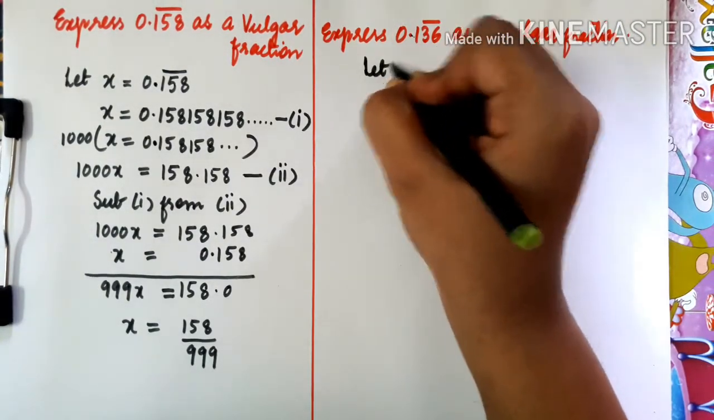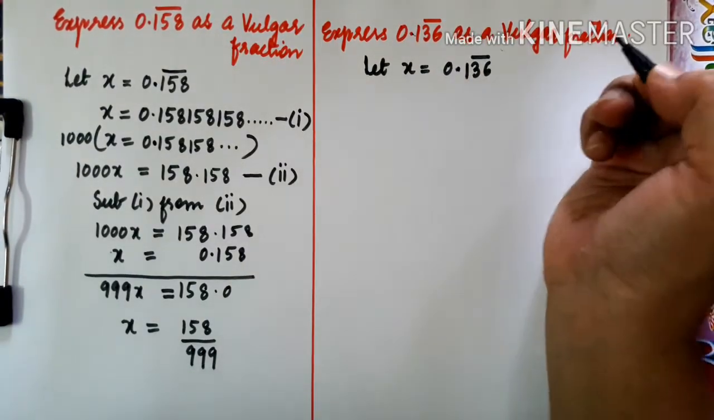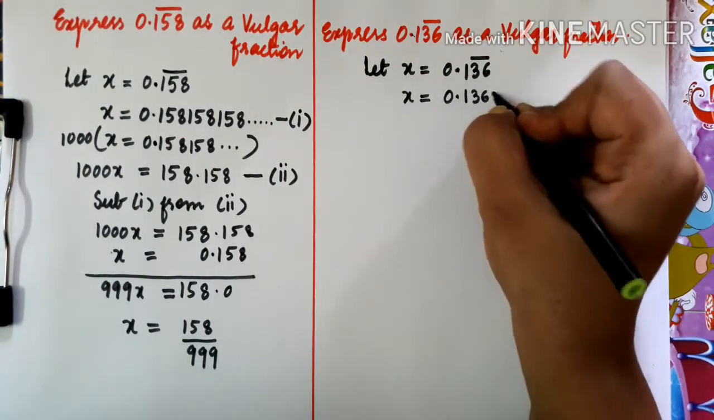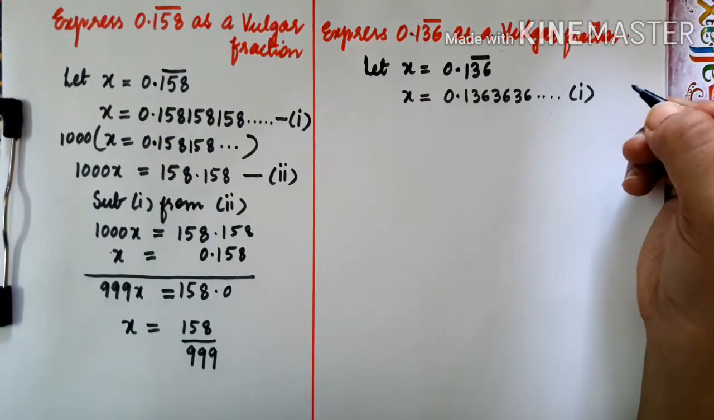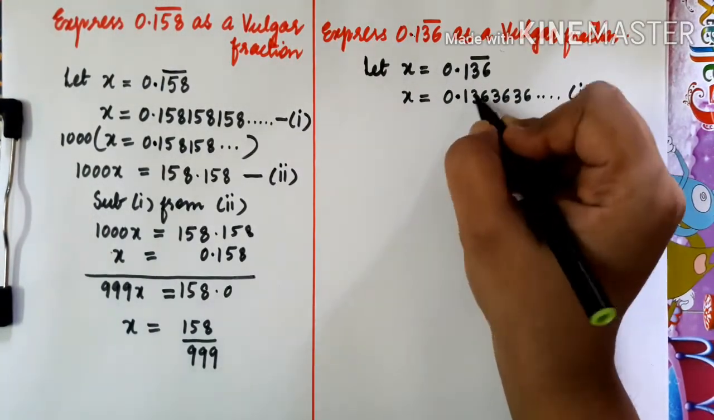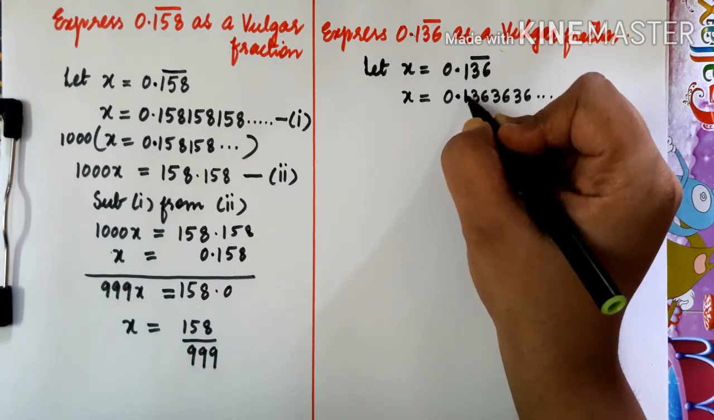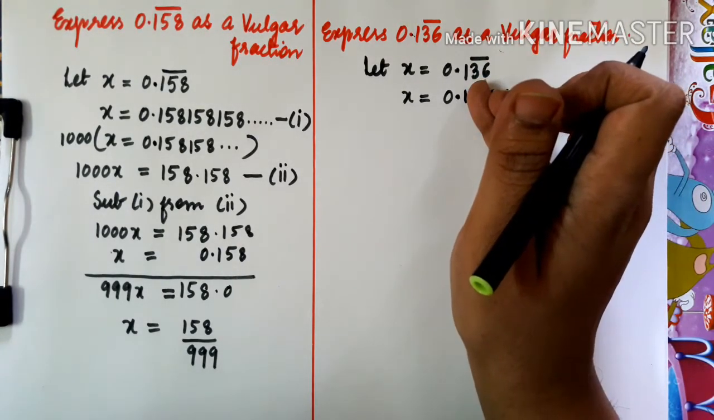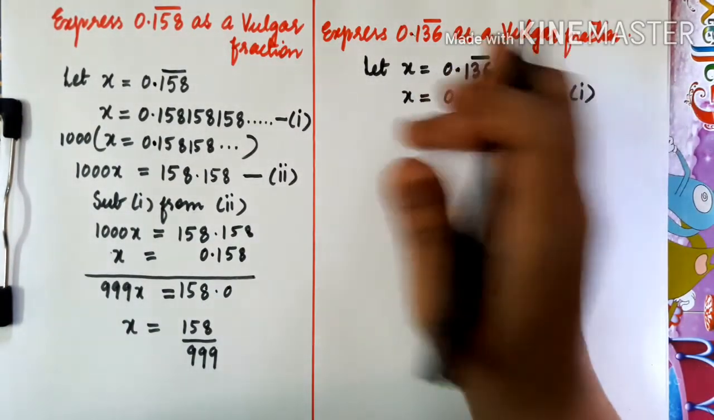The first step is, let us take x equals 0.136 with the bar on 36. Then in the next step, x equals 0.1 and this 36 is repeating, so 3636 like that. We name this equation 1. After the decimal point, on one digit there is no bar. How many digits do we have on which we don't have a bar? You first have to consider that one. One digit, so you multiply this equation by 10.